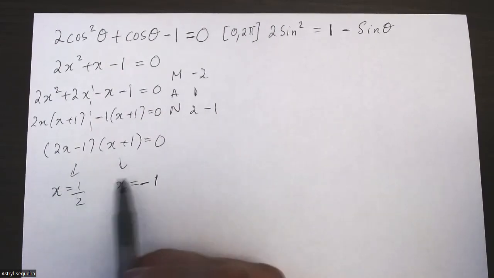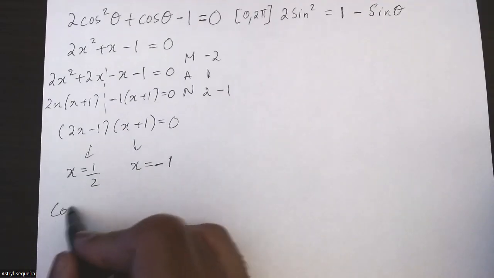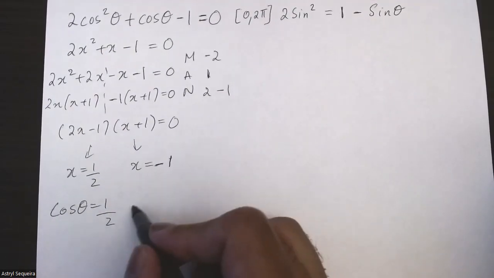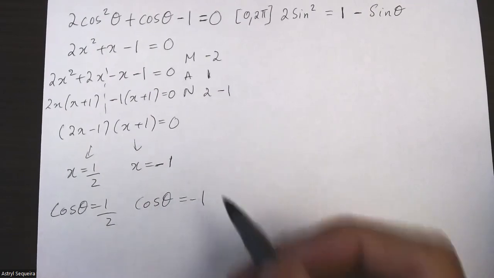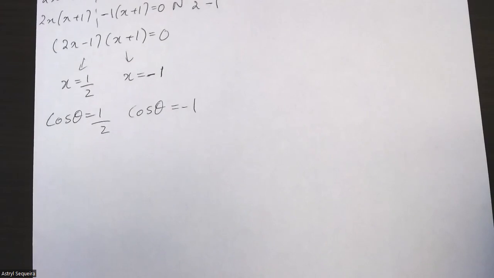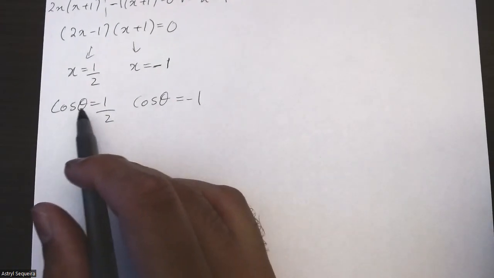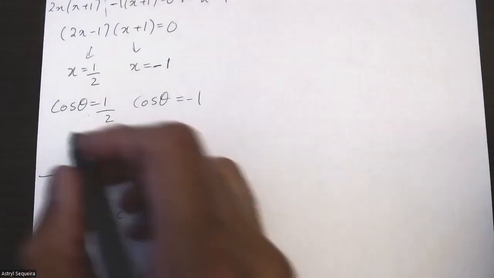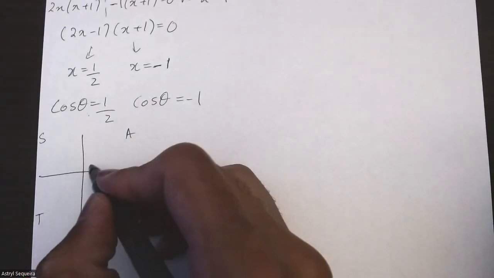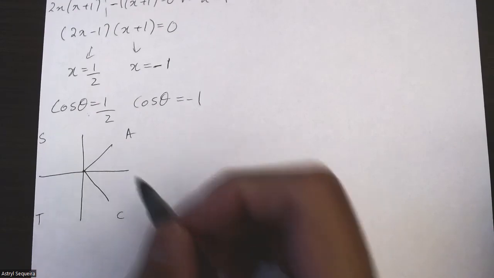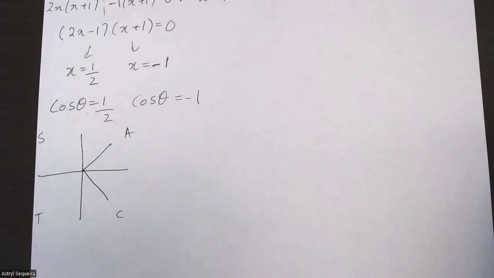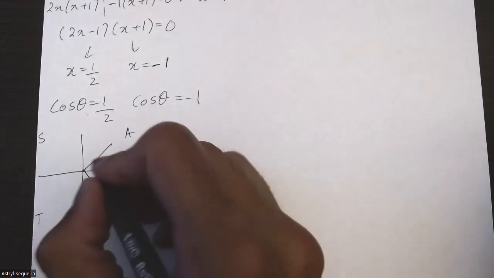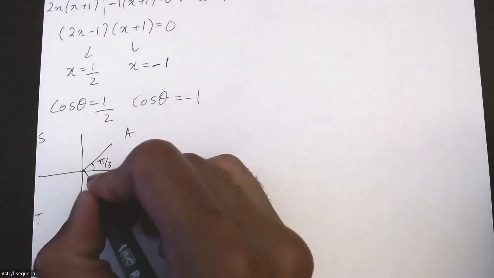Now I can replace my x's back with cos theta. So cos theta equals 1 over 2, and cos theta equals -1. And now I have to solve these using my CAST rule or my graphs. In this case, I'm using my CAST rule. Cos is positive in A and C. To find the acute angle, you can do the cos inverse of 1 over 2, or you can use the special triangles, whichever way. It's just pi over 3.